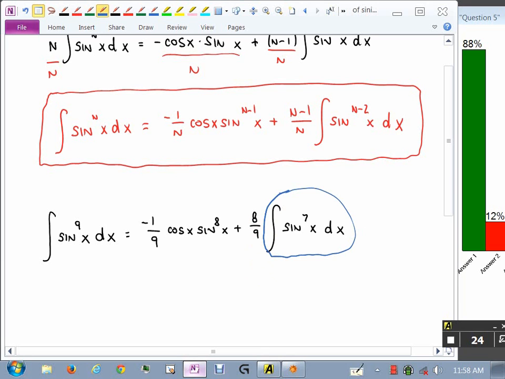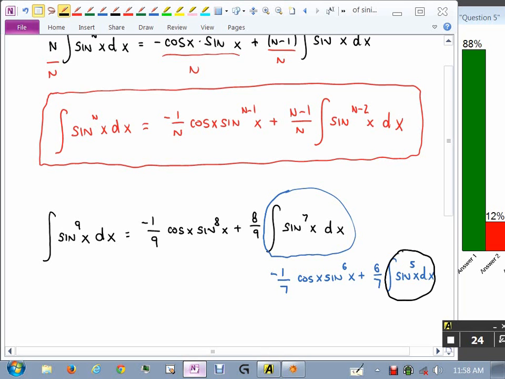And this one would become what? So if I'll just do it in blue. It'll become negative 1 over 7 cosine x sine to the 6th x, plus 6/7 integral sine to the 5th x dx. But I don't know what this is, right? But that could go down, and my new integral would be sine to the 3rd. And then I don't know what that is, and I go one more time, and it would be sine to the 1st. And the antiderivative of sine to the 1st is negative cosine.